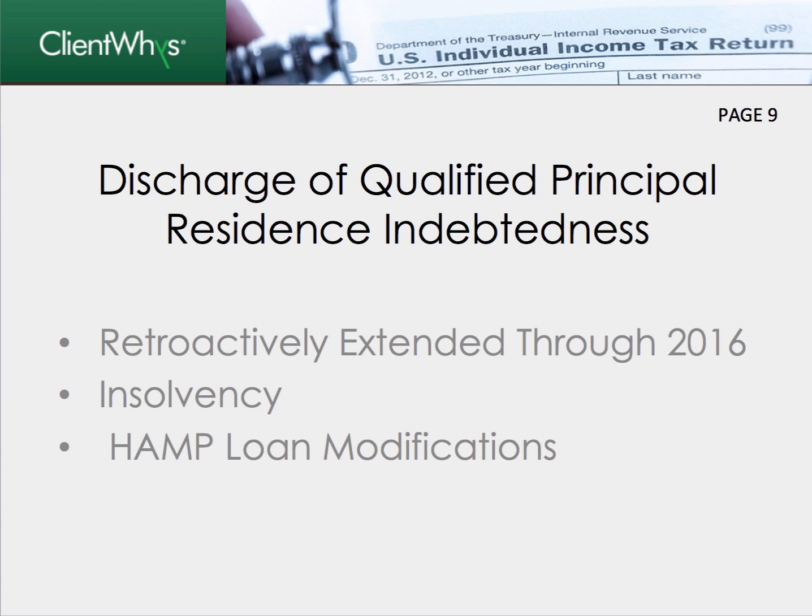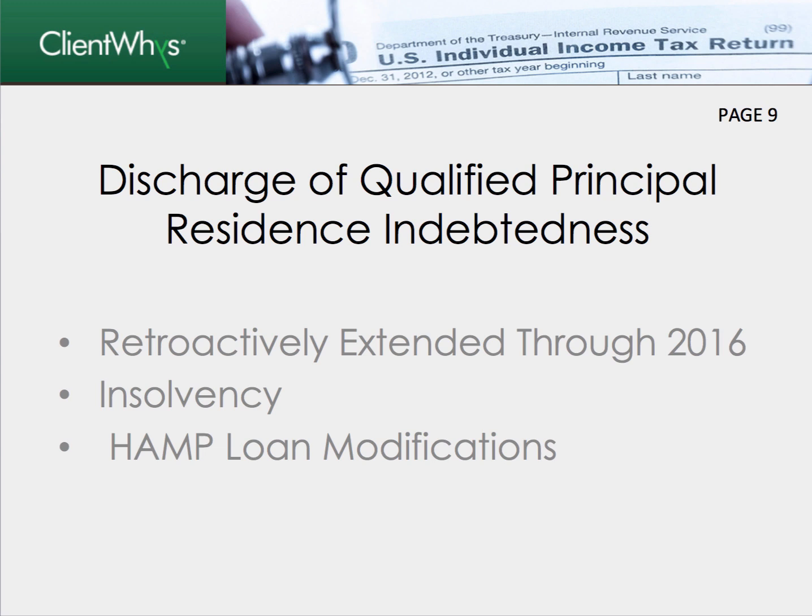Discharge of qualified principal residence indebtedness. Now, this had originally expired first in 2013, and they extended it to 2014. And then everybody's been sitting around waiting to see what's going to happen for this year, and they have now extended it through 2016. So those of you who were hoping that you'd find out about this before the October 15th filing date, when you had to file returns, are now stuck with going back and doing an amended return if your clients qualify for this.